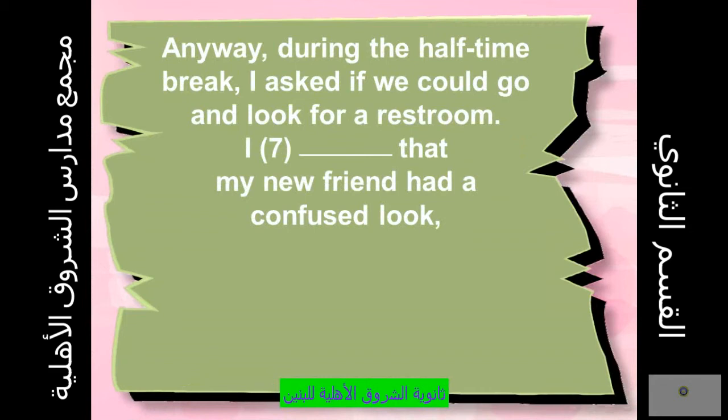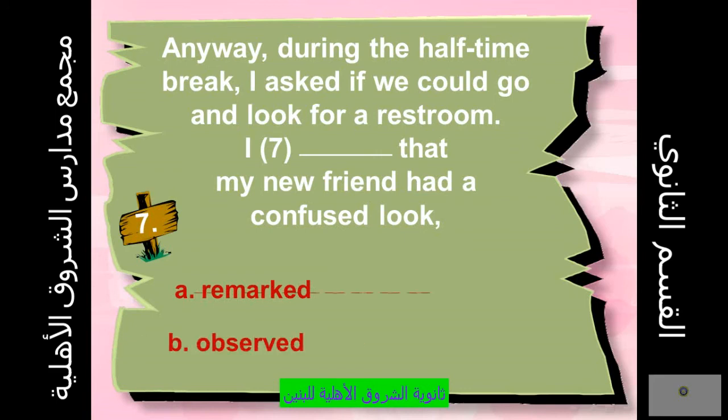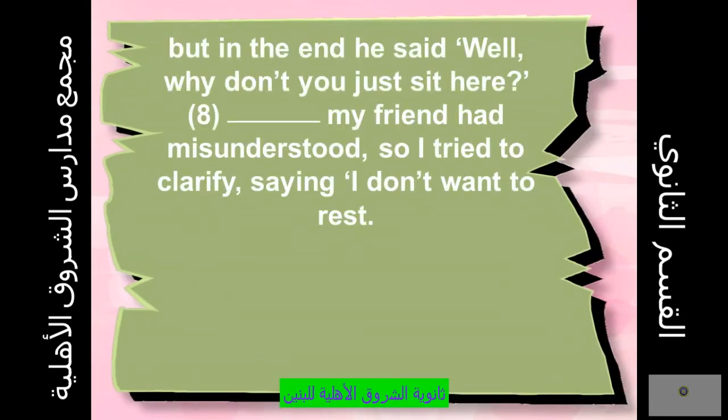Anyway, during the halftime break, I asked if we could go and look for a restroom. I noticed that my new friend had a confused look. Remark it, observe it, watch it, or noticed? The right answer here is noticed. But in the end he said, "Well, why don't you just sit here?" Clearly, my friend had misunderstood. So I tried to clarify, saying I don't want to rest.